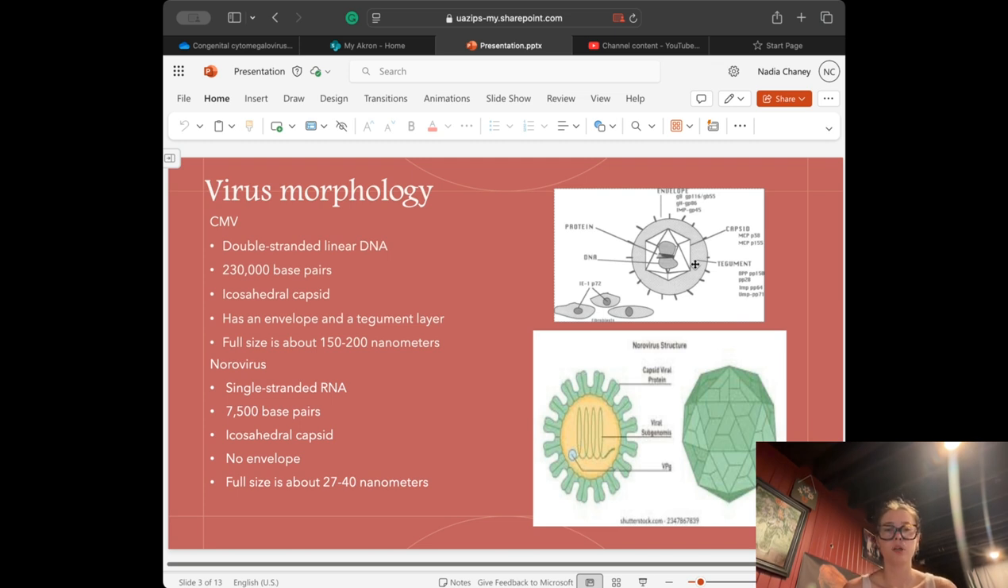Norovirus morphology, it has single-stranded RNA. It's about 7,500 base pairs, and it also has an icosahedral capsid, but there is no envelope, and the full size is about 27 to 40 nanometers, which obviously is a lot smaller than CMV. You can tell how big CMV actually is.